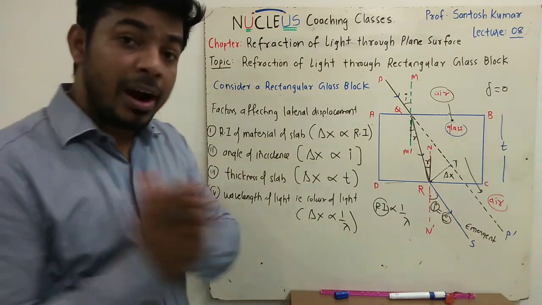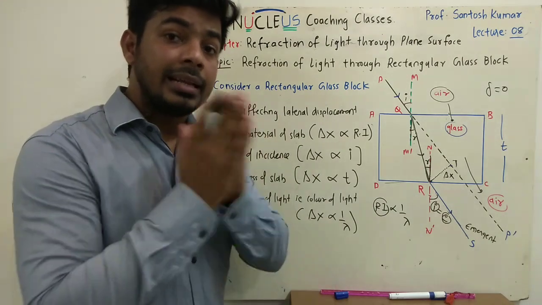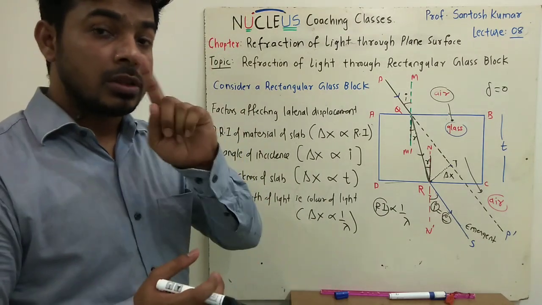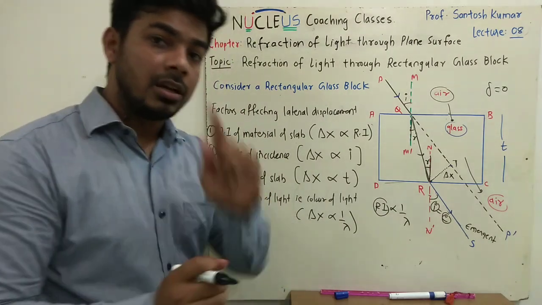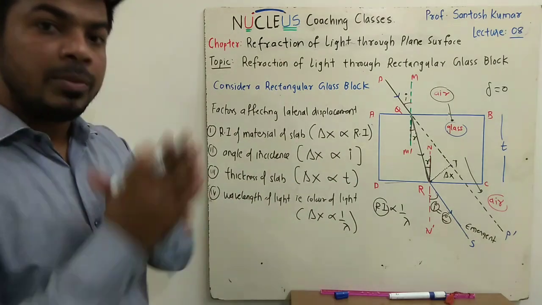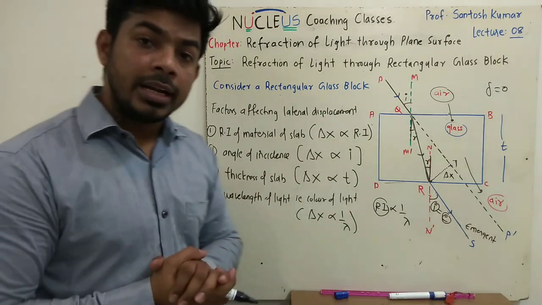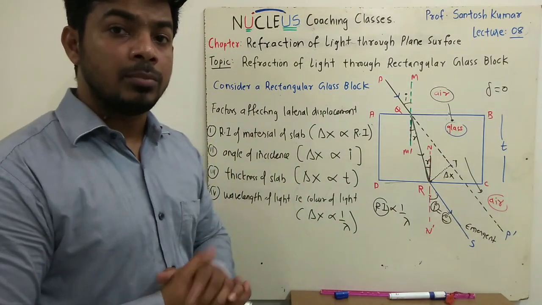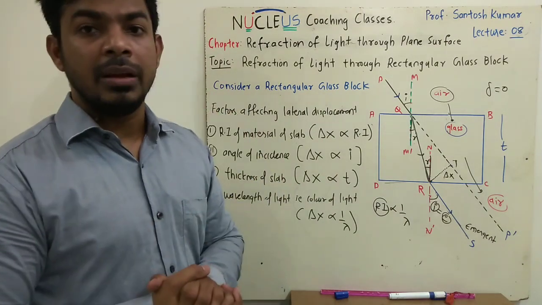That means for the white spectrum, the red light has the maximum wavelength, so the lateral shift will be least for red color. Remember, the greater the wavelength, the lesser will be the lateral shift. And for violet color, the wavelength is minimum, so the lateral shift will be maximum.